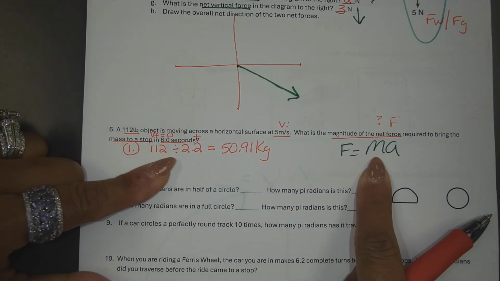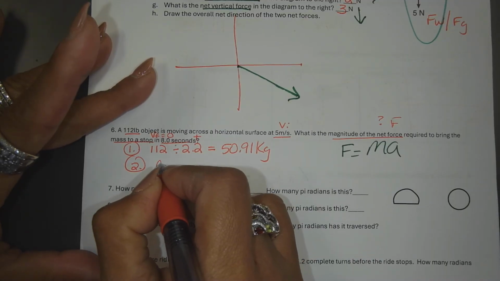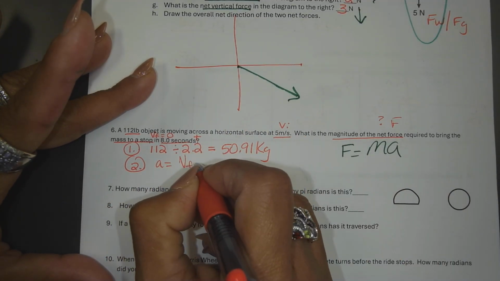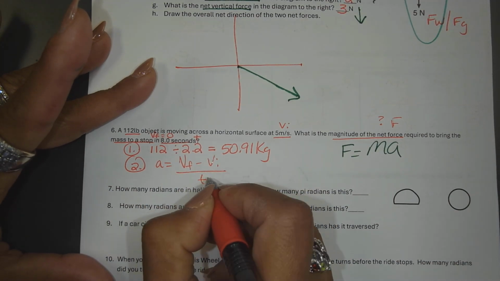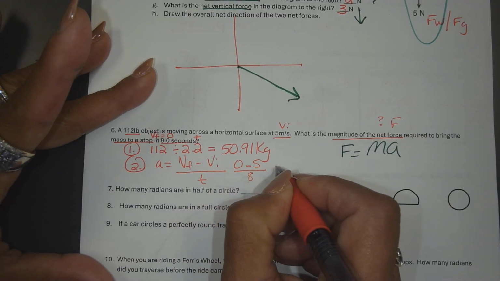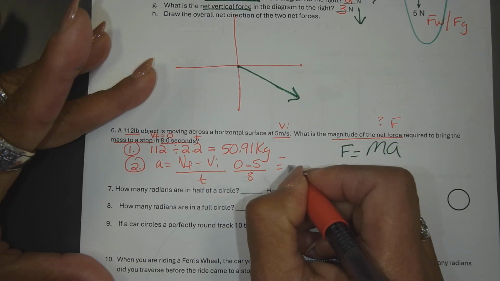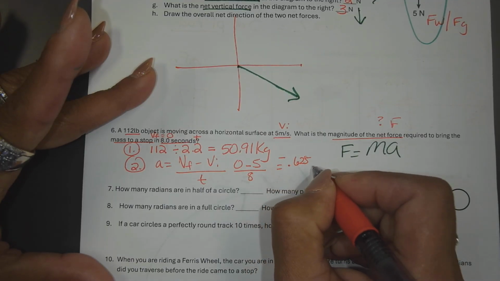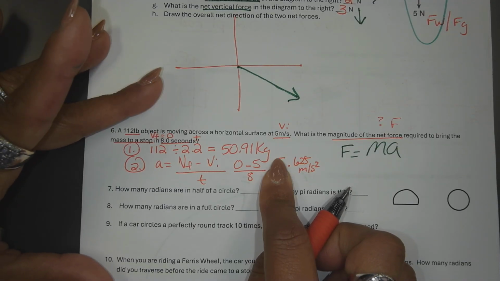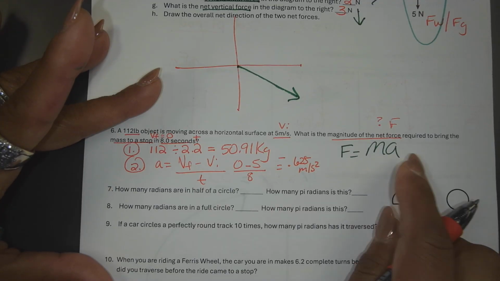I have the M now, but step 2 was to calculate the acceleration, and we used our old school kinematic equations. VF minus VI over T, or 0 take away 5 over 8 comes out to, yes, a negative 0.625 meters per second squared. But that negative only means it's slowing down. We do not need that negative in my answer.